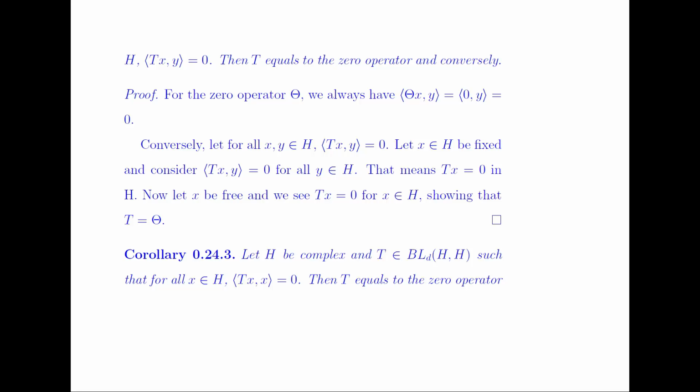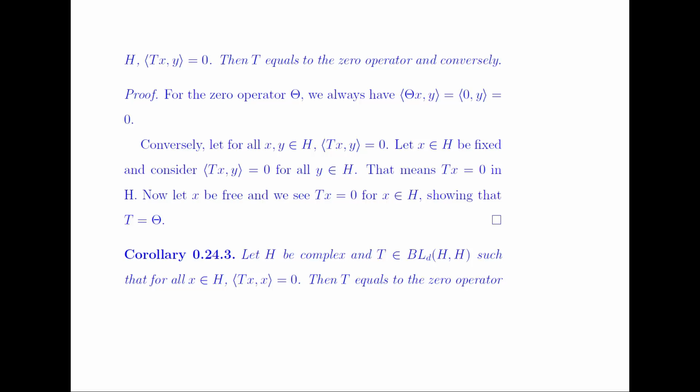Conversely, for all x, y belonging to H, let the inner product of Tx comma y be equal to 0. Let x be fixed in the Hilbert space. Consider the inner product of Tx comma y equal to 0 for all y belonging to H. That means Tx is equal to 0 in H. Since x was arbitrary, we see that Tx is equal to 0 for all x belonging to H, showing that T is a 0 operator.